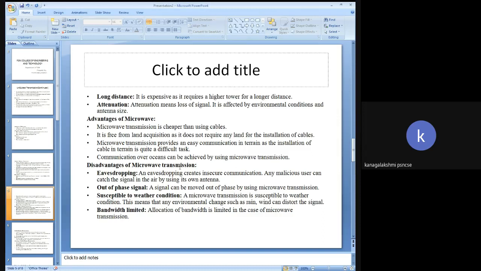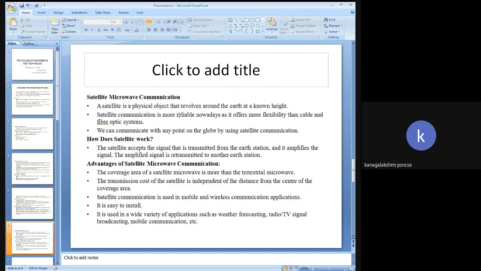But if we install cables over land, it provides easy communication, while it is quite a difficult task with microwave transmission. Communication over the ocean can easily be achieved using microwave transmission. The disadvantages of microwave transmission are eavesdropping, out of phase signal, susceptibility to weather conditions, and limited bandwidth.